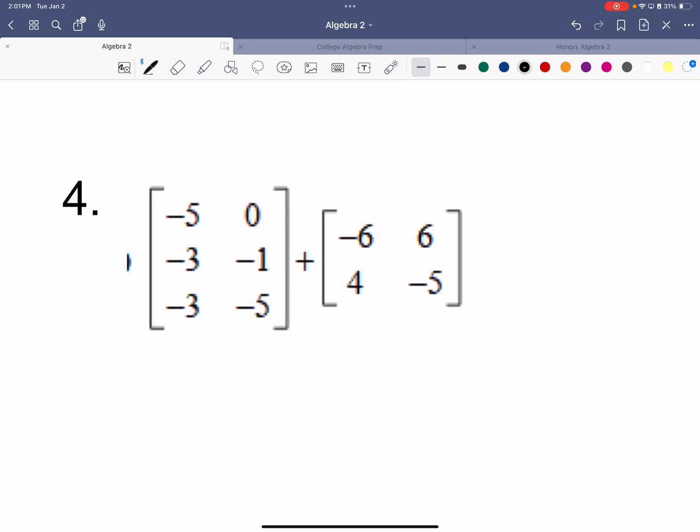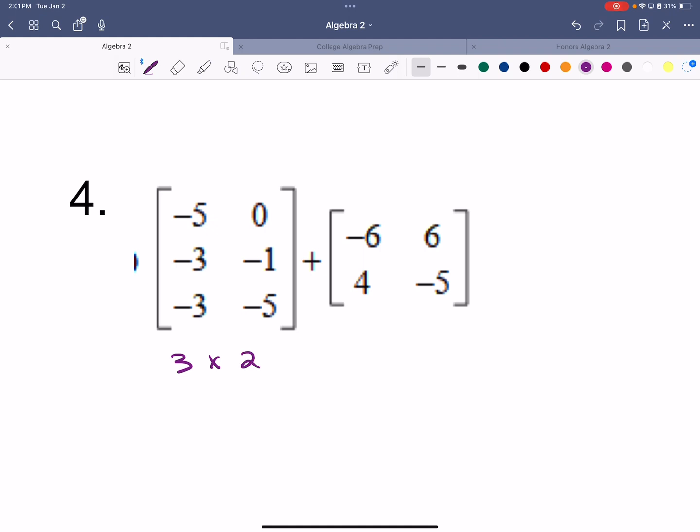All right, so let's look at this one. So we've got negative 5, 0, negative 3, negative 1, negative 3, negative 5. We're going to go plus negative 6, 6, 4, and negative 5. So what are the dimensions of the first one? How many rows does it have? 3. How many columns does it have? 2. So it's a 3 by 2.